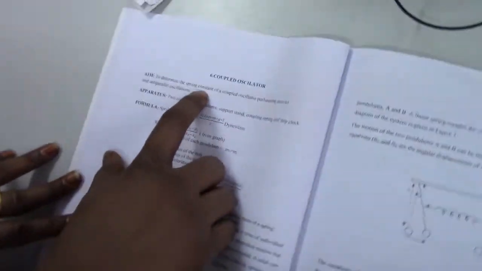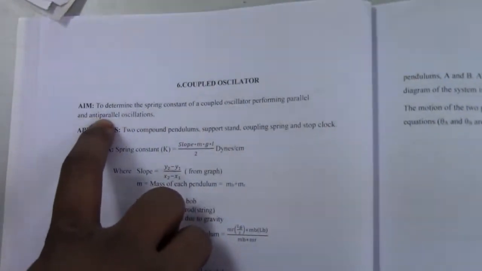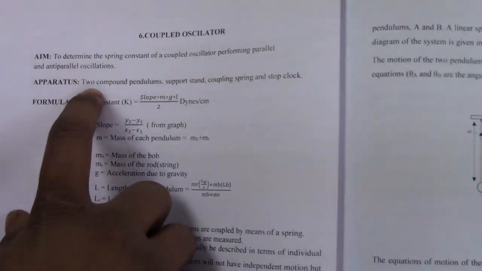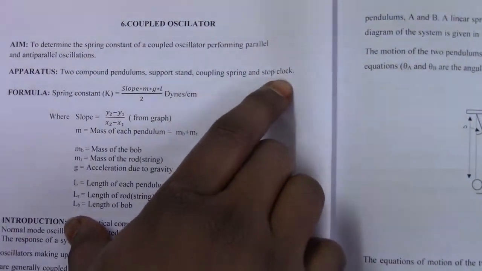Welcome to a session on coupled oscillator. Today our aim of the experiment is determination of spring constant of a coupled oscillator performing parallel and anti-parallel oscillations. To do this experiment, the apparatus are two compound pendulums, support stand, coupling spring and stop clock.